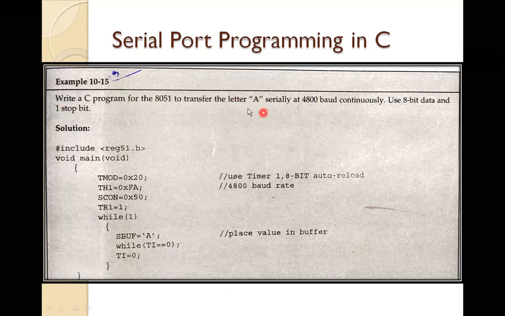It means we have to transfer this letter A with a baud rate of 4800 for the computer, and the baud rate for the 8051 is also 4800, and it is continuous. For a continuous process in C programming we have to use a while loop. Using a while loop only, we can perform this task continuously.